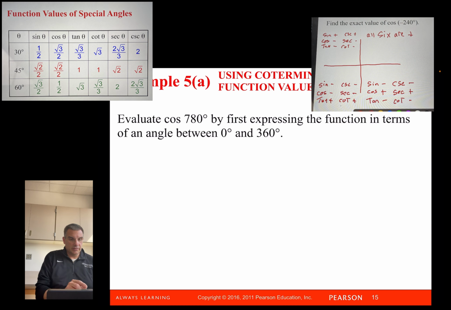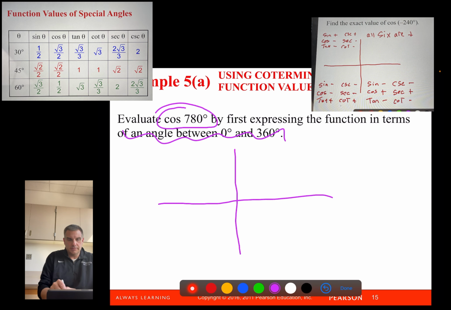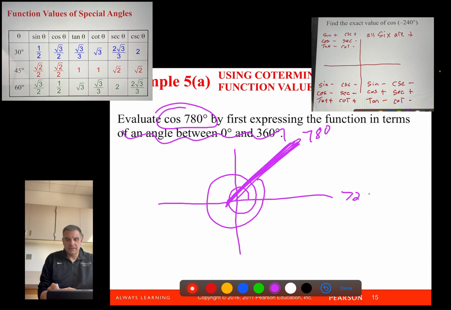Okay, so we're going to evaluate the exact value of the cosine of 780. So we're going to draw it. There's 360. There's 720, so it's going to go right here somewhere. So that's 780, and we went to 720, so we know our reference angle is 60 degrees.